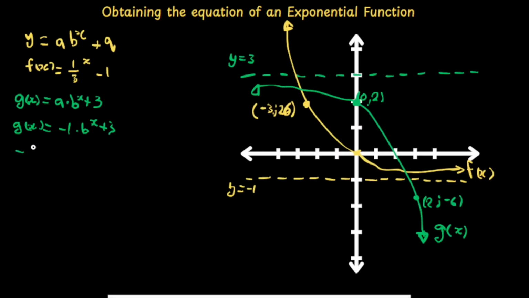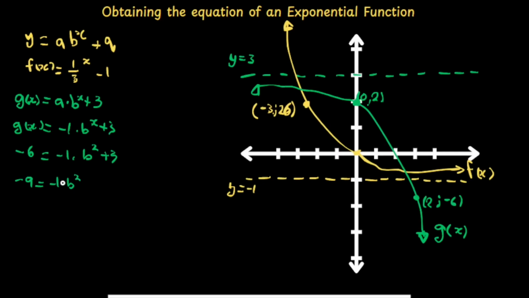So negative 6 will be substituted in for g of x, and that would be equal to negative 1 times b to the power 2 plus 3. We can manipulate this equation further by removing the constant. I'll bring it over the equal to sign, and that will become negative 9, and that is equal to negative 1 times b squared. Right?